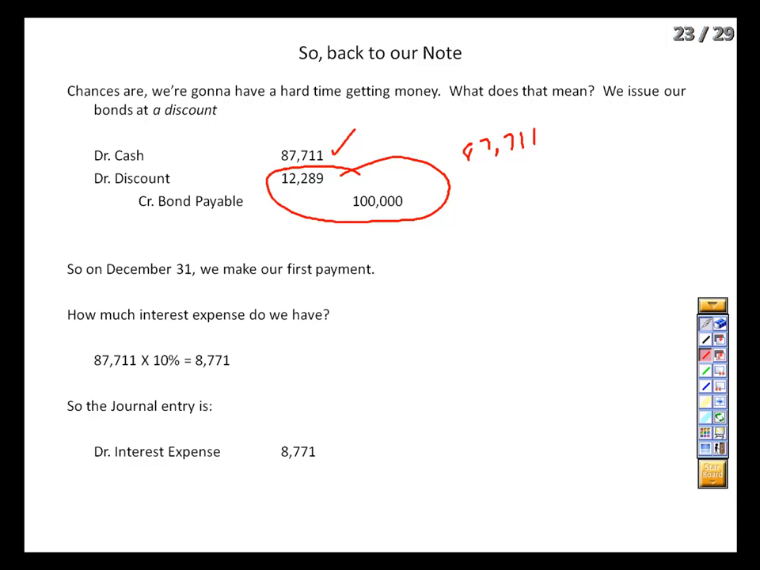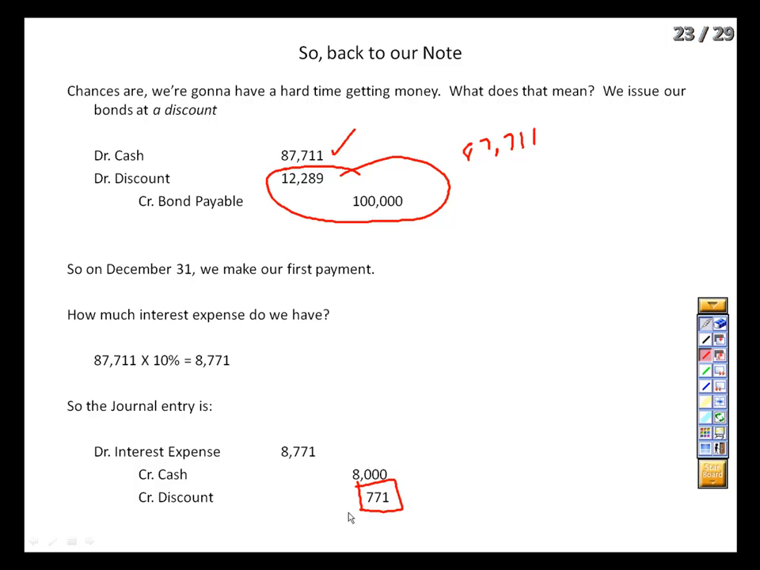Not for $8,771, but for the $8,000 that's in the bond contract. The face value of $100,000 times the stated interest rate of 8%. Cash is an asset. We make assets go down with a credit, and so we credit cash for $8,000. Alas, our journal entry doesn't balance. What are we going to do? We're going to plug the difference between our expense and our cash to our discount account, crediting it for $771.